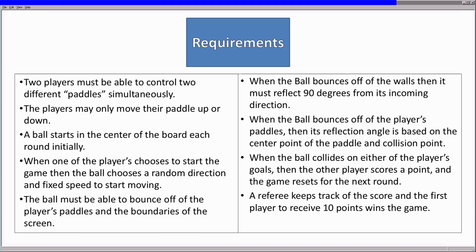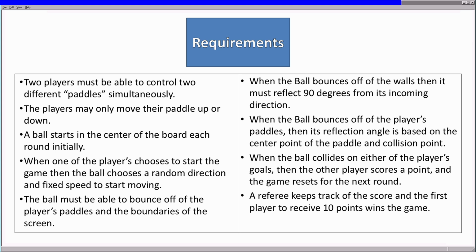We're going to assume that the full game concept has been written in a game design document wiki, which contains all the formal and dramatic elements. You can find the example of this wiki included in the course notes. From this wiki, we can derive some of the requirements. Two players must be able to control two different paddles simultaneously. The players may only move their paddle up and down.